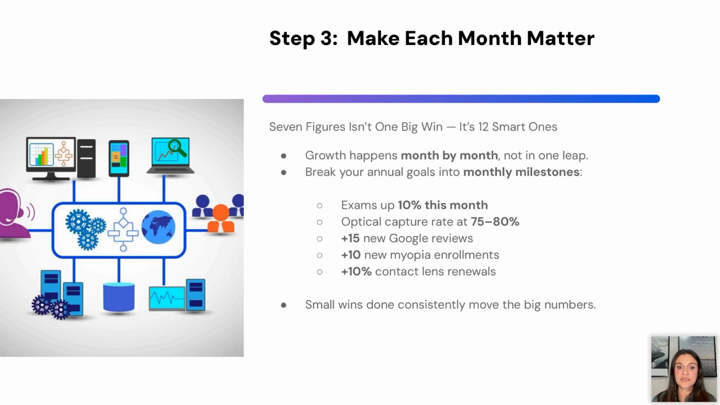Break your annual goals down into milestones. For example, 10% this month, optical capture rate 75 to 80%, and so forth. Small wins done consistently move the big numbers. It's one thing to be extremely motivated and excited to do something, but it's another thing to be consistent and to consistently chip away at something month over month. When I'm thinking about my team and who I would bet on to be successful, I have one employee who's so consistent.